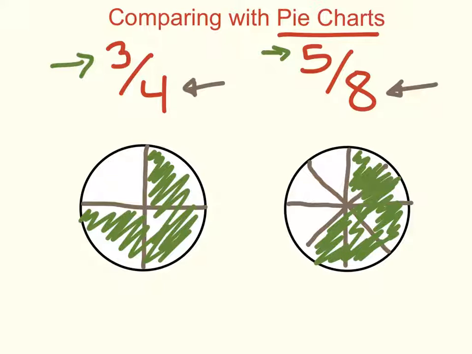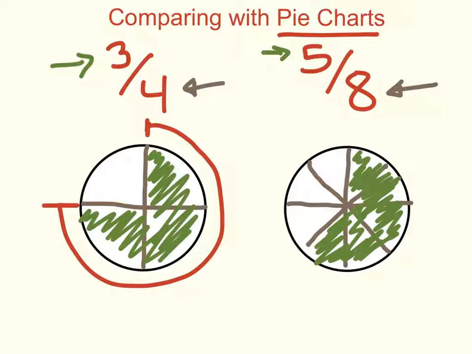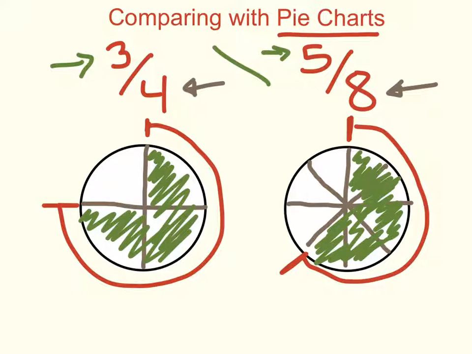And now can you tell which one's bigger? Well, on my 3/4, I start at the top of the pie and I go around to here. And with the 5/8, it starts at the top of the pie as well, and it goes to here. So not quite as far as a 3/4. So that means that 3/4 is bigger than 5/8.